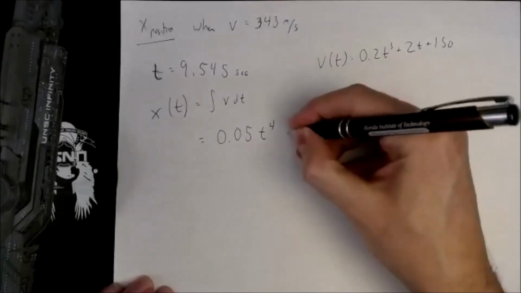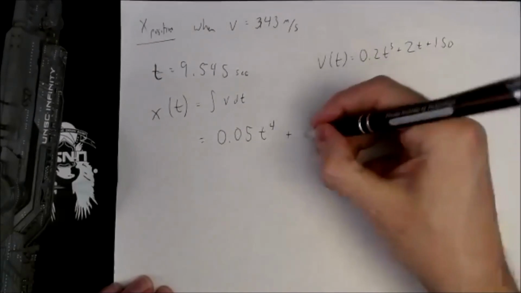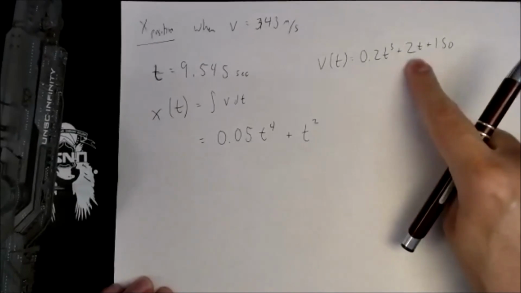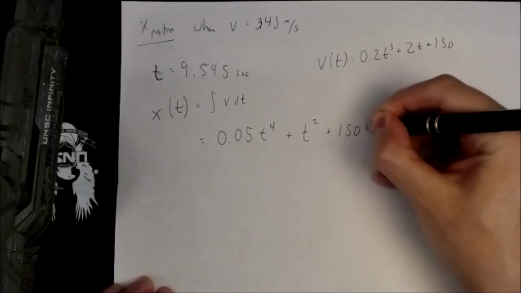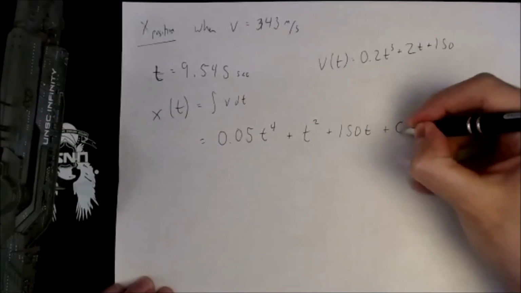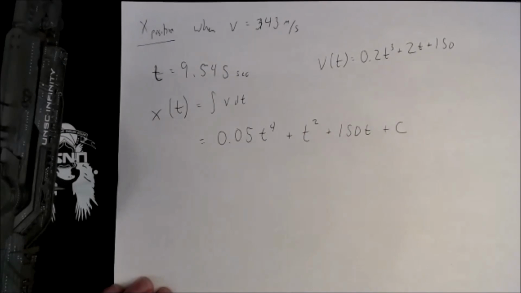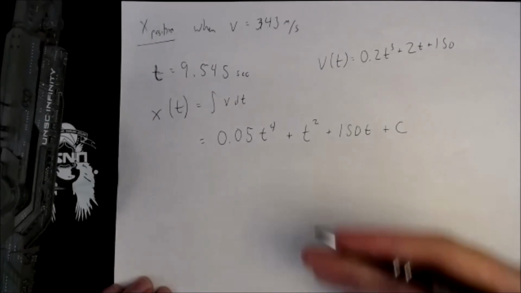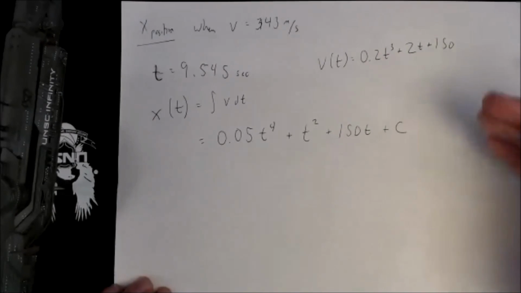Plus, what would have a derivative of 2t? Well, t squared would have a derivative of 2t, and 150 t would have a derivative of 150. We can also say plus c at the end of that. But the question is, what is the x position when that's the case? Now, I have no information about what the initial position is in x. What is the initial position when the rocket is fired? I have no idea. So I can't really tell you an exact position.